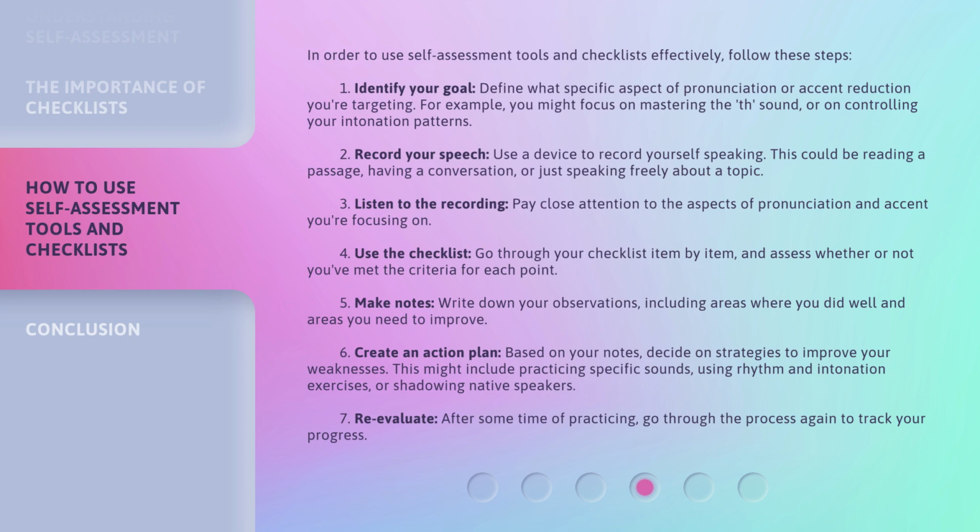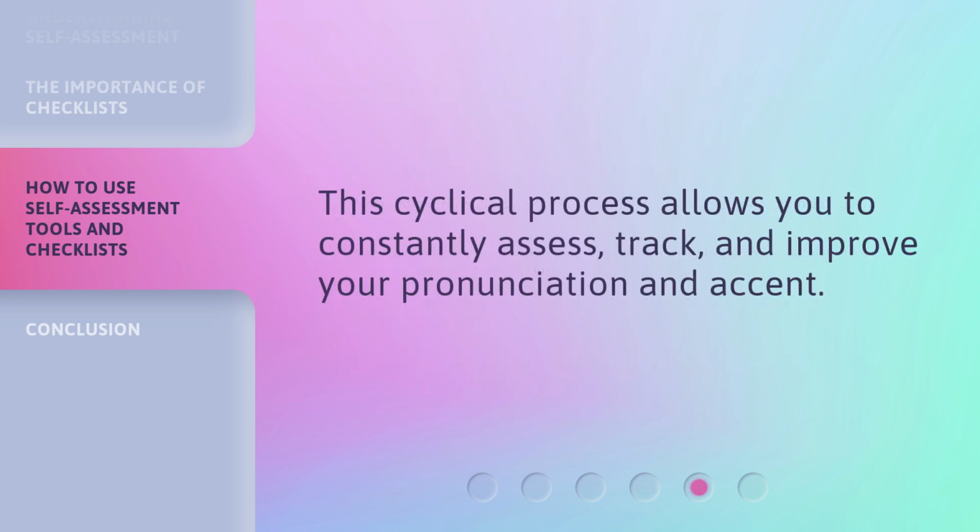6. Create an action plan. Based on your notes, decide on strategies to improve your weaknesses. This might include practicing specific sounds, using rhythm and intonation exercises, or shadowing native speakers. 7. Re-evaluate. After some time of practicing, go through the process again to track your progress. This cyclical process allows you to constantly assess, track, and improve your pronunciation and accent.